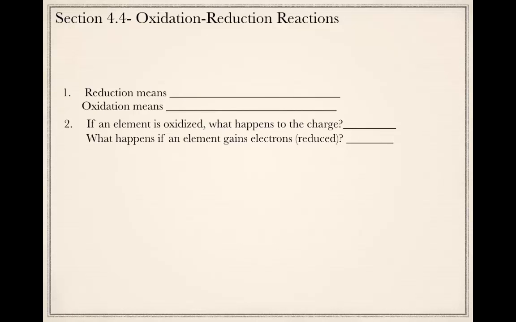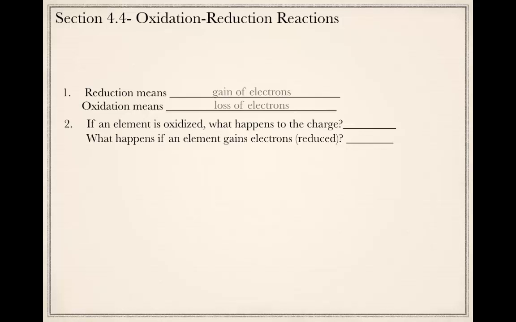The last type of reaction that we're going to look at are oxidation-reduction reactions. In order to discuss what actually occurs in oxidation-reduction reactions, we first have to define what reduction is and what oxidation is. Reduction is the gain of electrons, while oxidation is the loss of electrons. The way that I remember it is OIL RIG. Oil, oxidation is loss of electrons. Rig, reduction is gain of electrons.